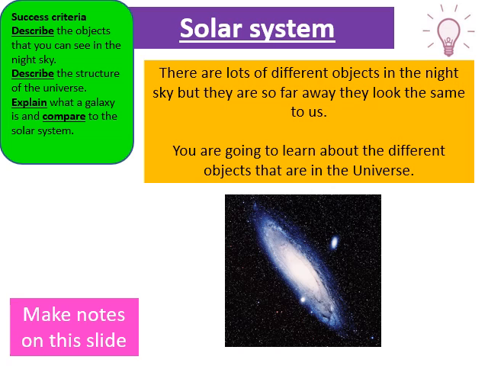The next couple of slides you're going to see now is going to be some new information for you, and we need you to make notes on these slides. So it's all going to be different parts of the night sky and the universe, and it's really important that we start to get our heads around it. So the first one is the solar system. There's lots and lots of different objects in the night sky, but they are so far away from us that they all just look the same. We're going to find out what some of those objects are now.